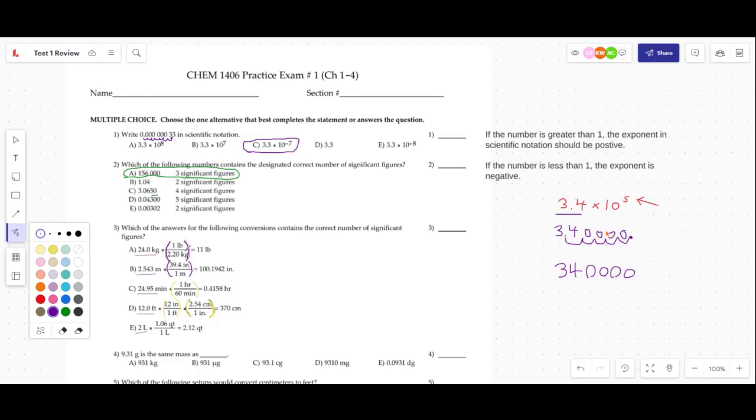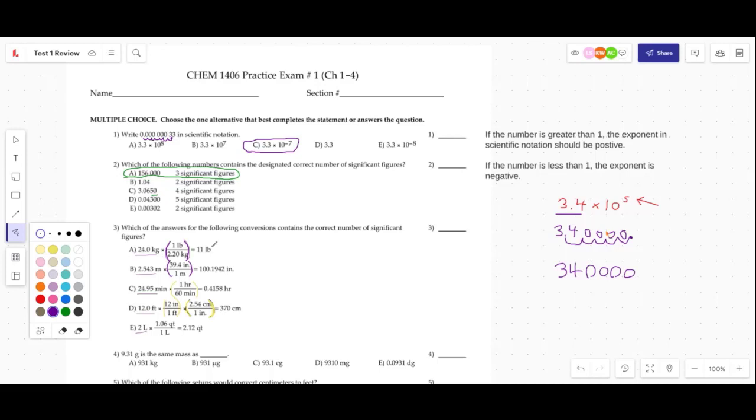Now the 1 pound, that 1 is a reference value, and reference values have unlimited sig figs, but the 2.20 is a measured comparison. And measured comparisons do have limited significant figures. So the rule for multiplication and division is what? What's the rule for multiplication and division?